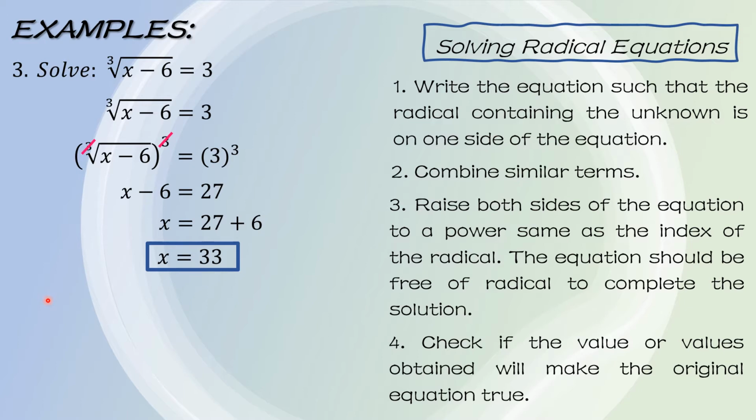Last step, check if the value or values obtained will make the original equation true. So, ganun pa rin yung gagawin natin. I-substitute natin yung 33 na nakuha natin na value ng x doon sa ating radical equation. So, for the checking, cube root of 33 minus 6 equals 3. And then, i-subtract lang natin yung 33 at 6. So, this will become cube root of 27 equals 3.